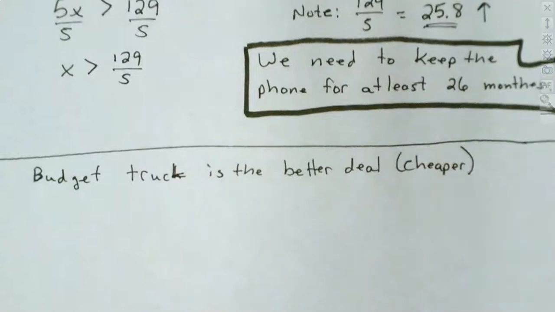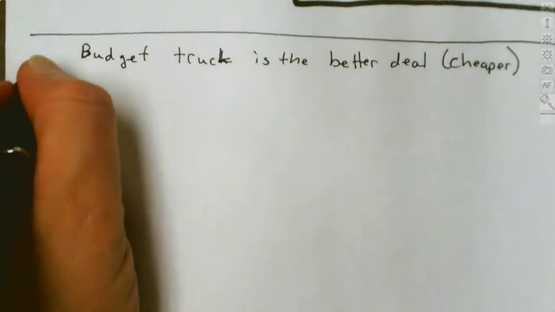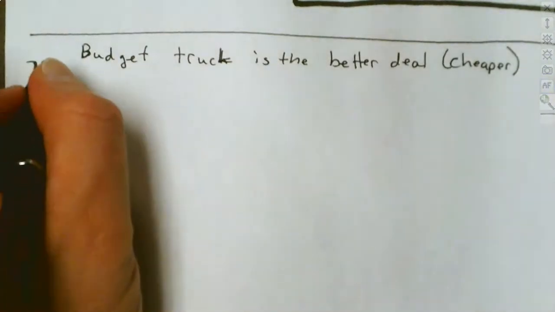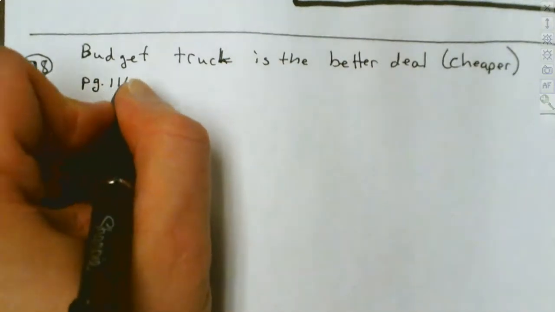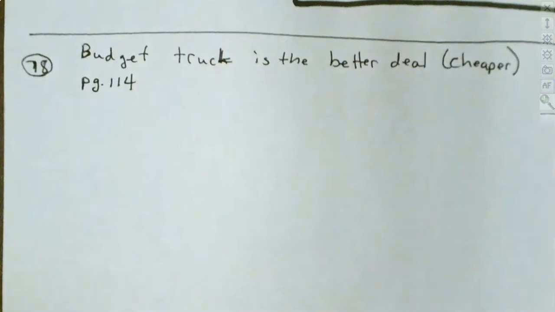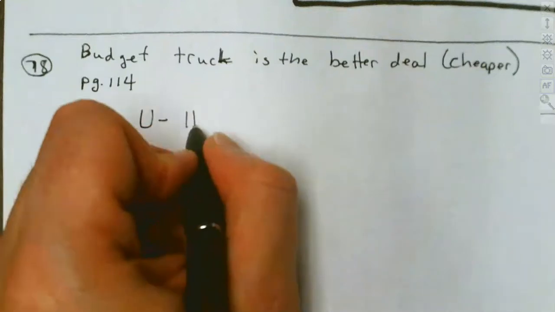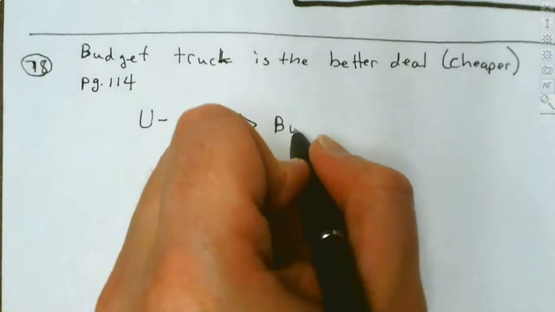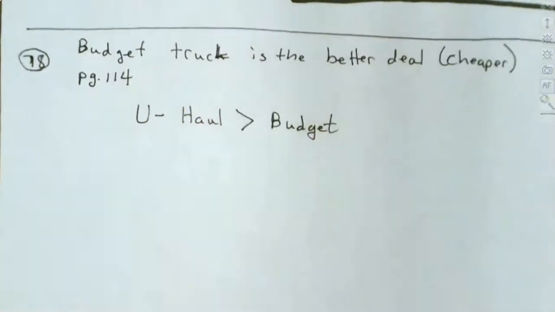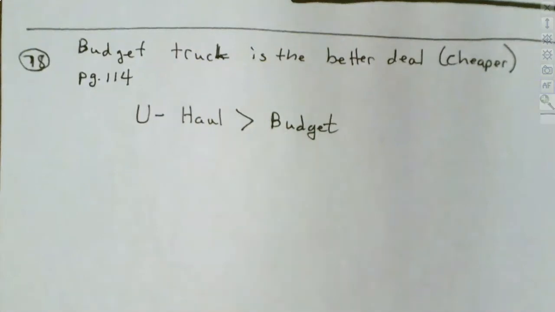So that budget truck is going to be the better deal, and it's got to be cheaper then. And so this is question 78 on, again, page 114. So what does that mean if it's the better deal? It means it's cheaper. So the U-Haul truck is going to be more expensive. So it's going to open towards the U-Haul or point towards the budget truck.